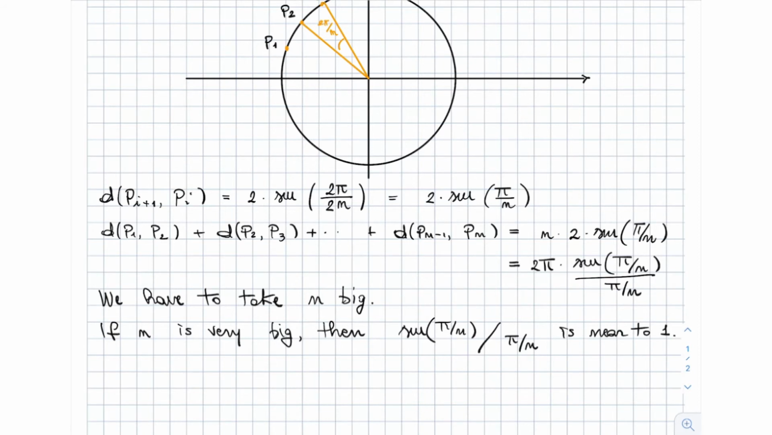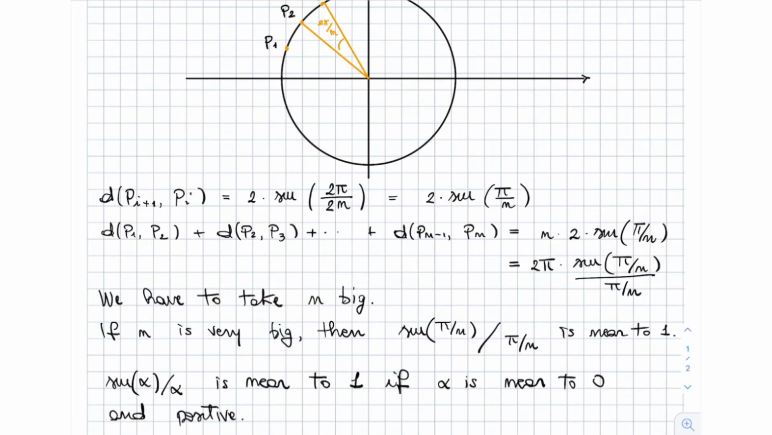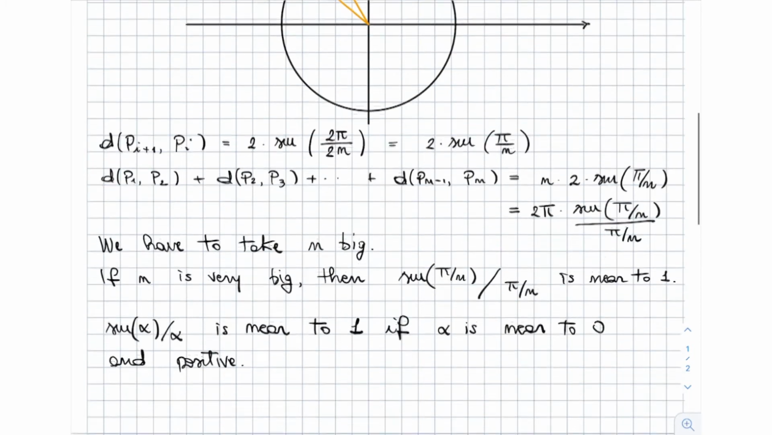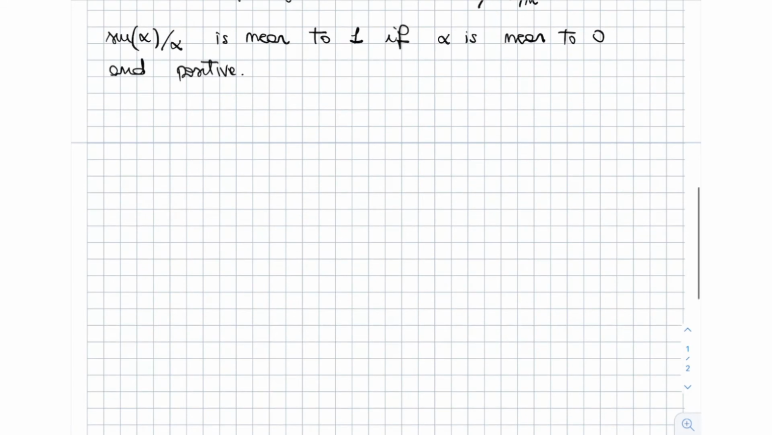Therefore, this last statement is equivalent to saying that sine of alpha divided by alpha is near to 1 if alpha is near to 0 and positive, because all the numbers we had before are positive numbers. I will show you that this is indeed true using geometry once more. So let me draw another circle of radius 1.